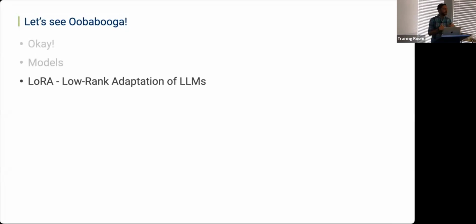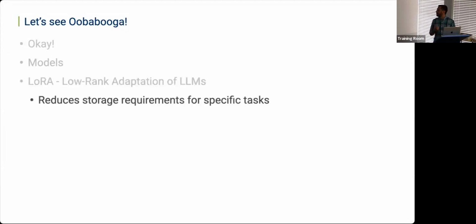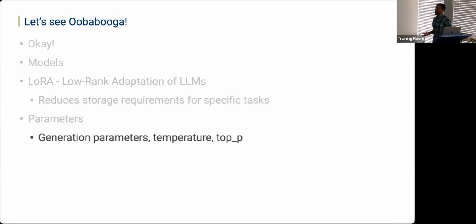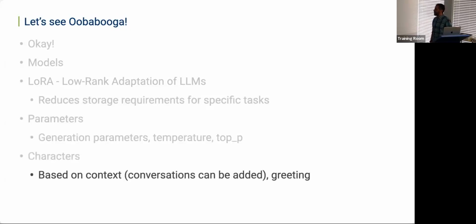So you'll see a lot of LoRAs as it relates to things like stable diffusion, which is another model. Again, just to further put this out, it reduces storage requirements for specific tasks too. So again, making it easier to run these things locally. We'll look quickly at parameters, basically a set of generation parameters, and also a couple characters that are based on context. Some conversations can be added in there, and also greetings.